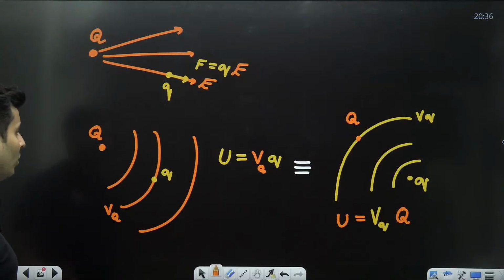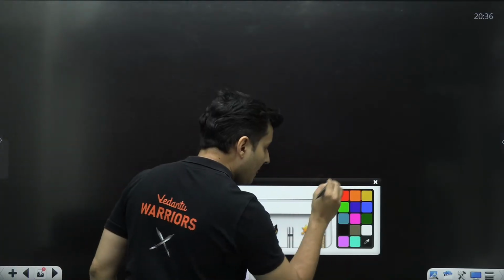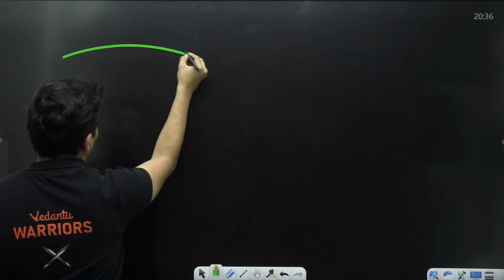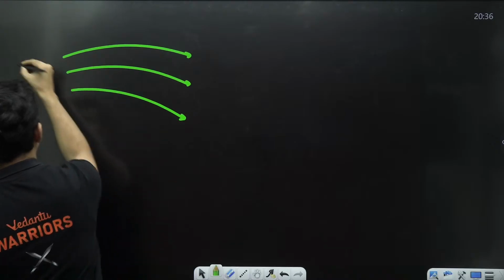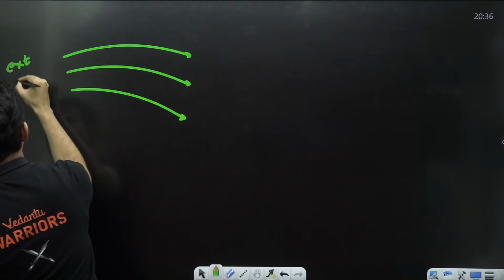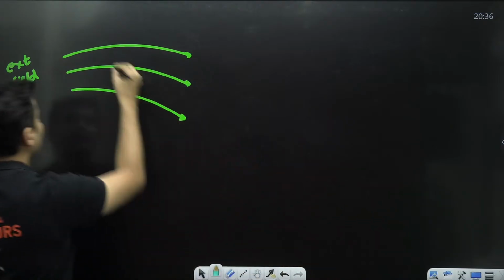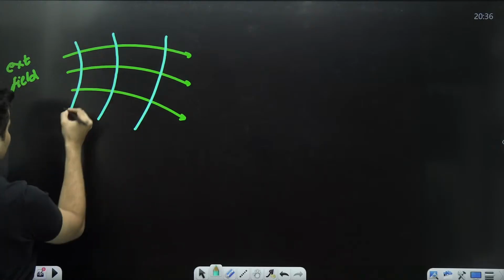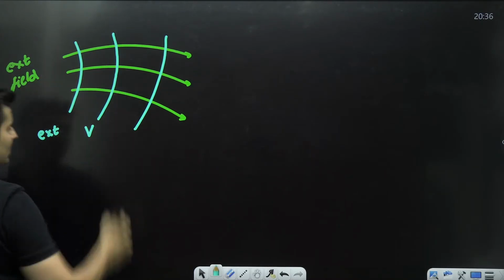Okay. One more thing is there. Imagine there is another electric field, some external electric field. This is the external field. This external field will obviously create some external equipotential surfaces like this. So this is due to some external sources.